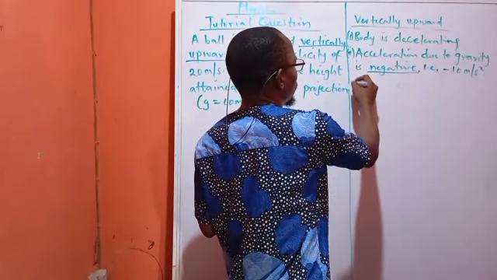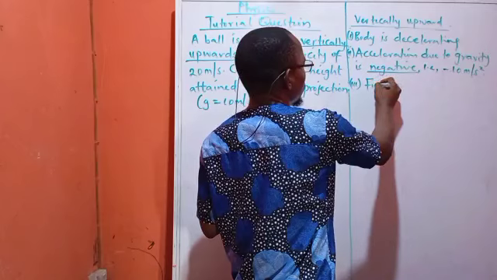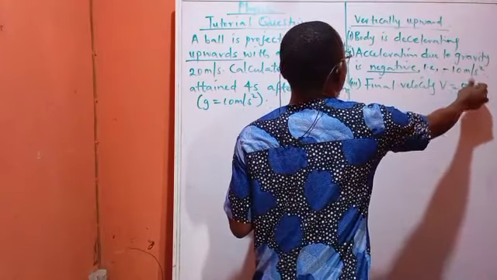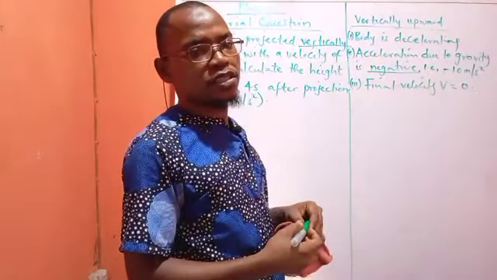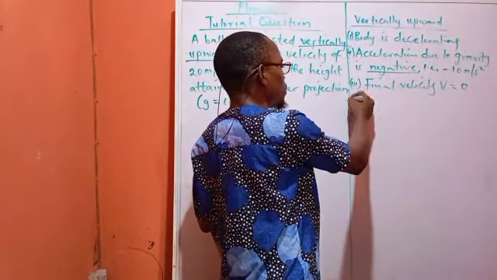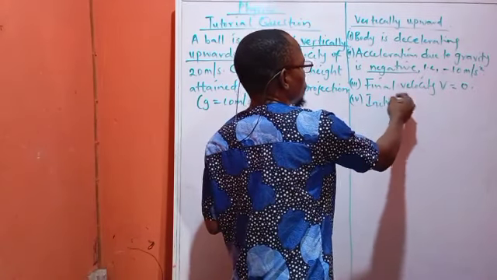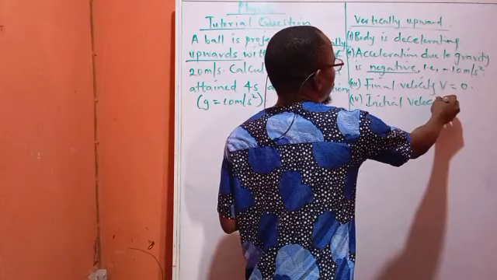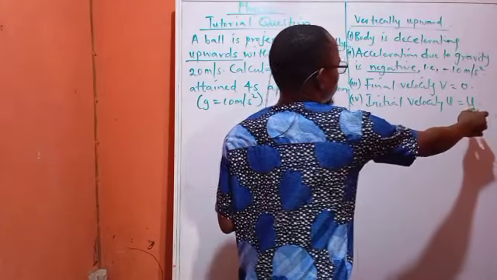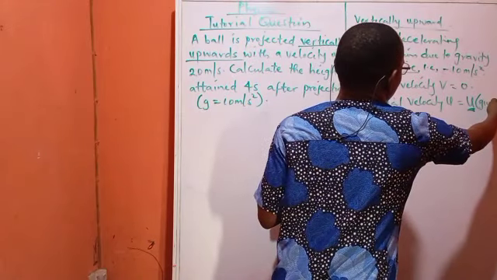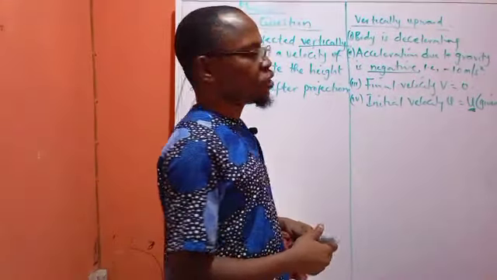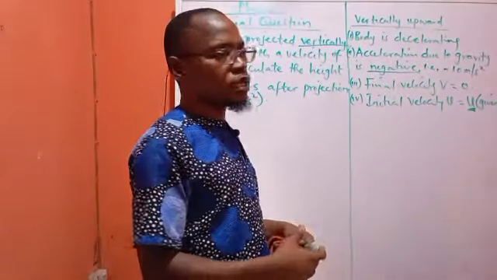Another thing we should also look at is the final velocity of such a body. The final velocity of such a body is 0. For a body that is decelerating, the final velocity v will be 0. And lastly, the initial velocity u will be given to us in the question. So that's for a body that is thrown vertically upward.